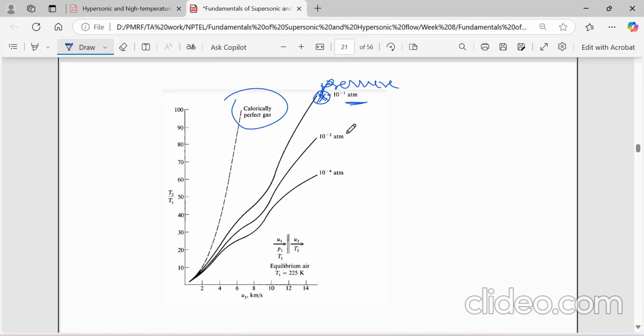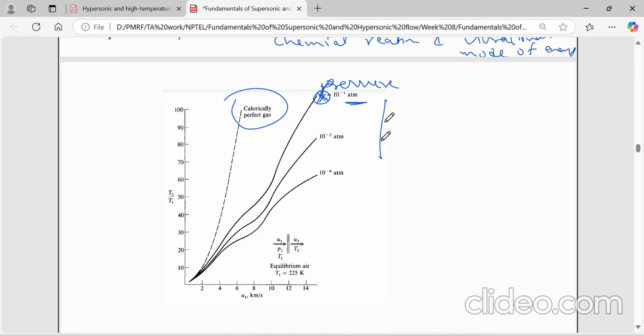If you see here also, this pressure is decreasing. As pressure is decreasing, it means a decrease of pressure will increase ionization and dissociation. If ionization and dissociation are increasing, it means more energy is going to the vibrational modes and zero point energy, and chemical reactions also. If that is happening, it means the energy in the translational mode is less. So the temperature will decrease as pressure decreases, or vice versa.